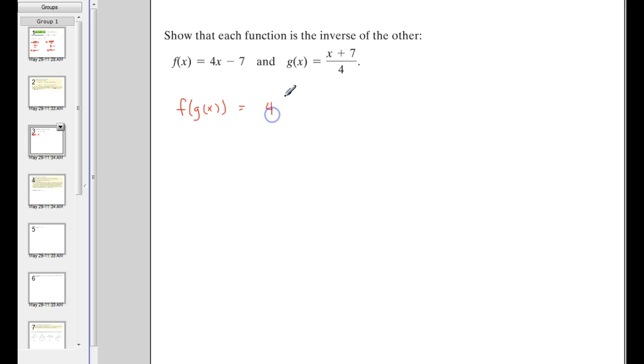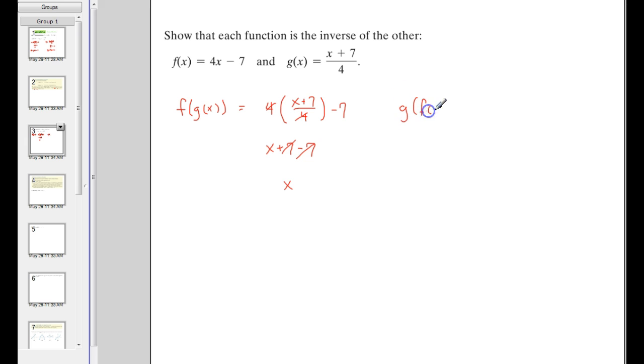So I'd have 4 times all of this, (x plus 7) over 4, minus 7. Same thing's going to happen as last time. The 4's are going to cancel. I get x plus 7 minus 7, and then the plus 7 minus 7 cancel, and I'm left with just x. So there's half of it. Now you have to show both.